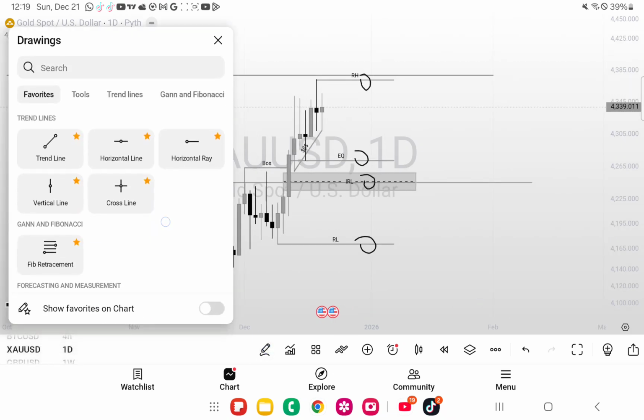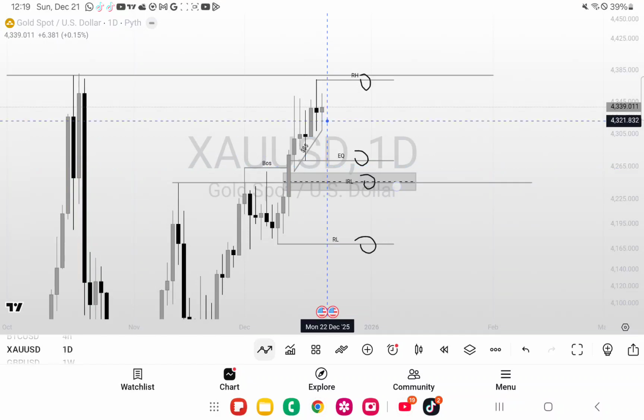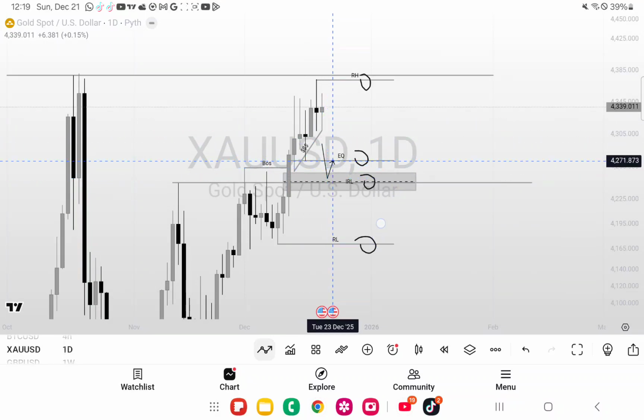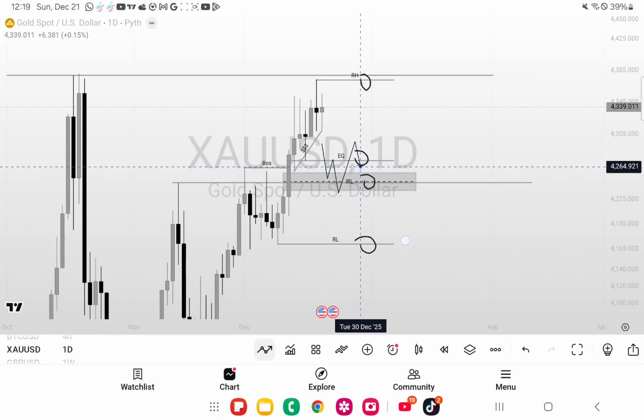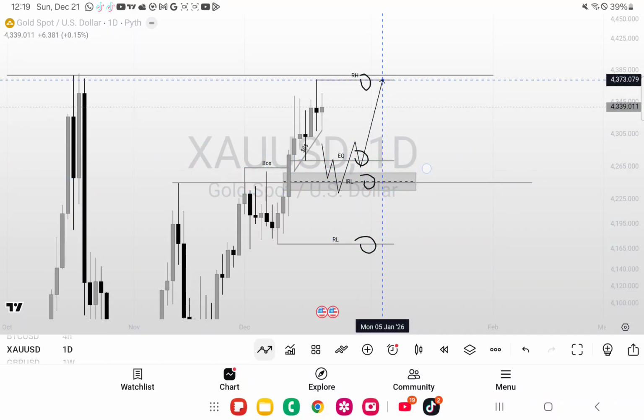So we'll be waiting for the market to tap into this key level, this internal range liquidity. Then we'll look for a market structure shift, and then we take our buy from the OTE. So that is my outlook on gold, on XAU USD.